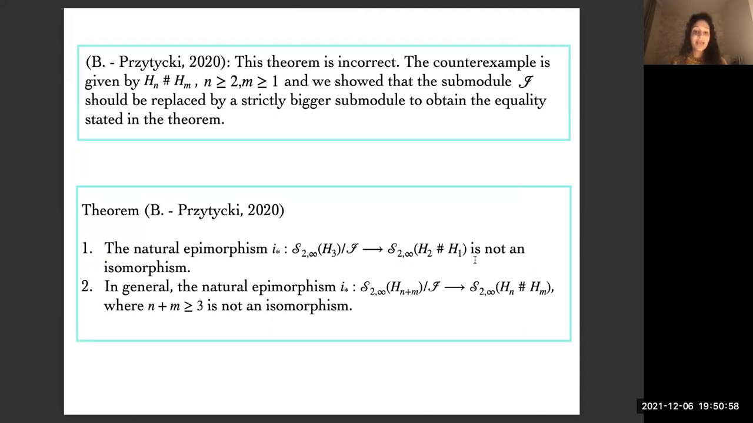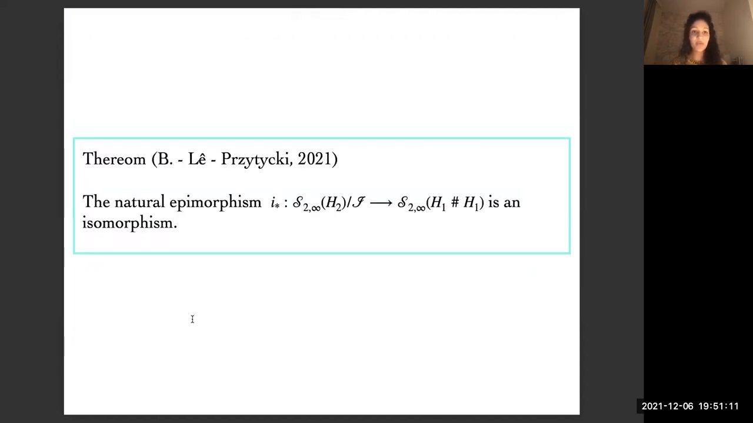However, I conjecture that the KBSM for the connected sums of two solid tori, meaning when n and m are exactly 1, has the structure stated in the theorem before, and we were able to show this a couple of weeks ago. So this is joint with Rhea Palak Tanglea and Józef Przytycki, and we show that the natural epimorphism due to the embedding of H2 into H1 connected sum H1 is exactly an isomorphism.